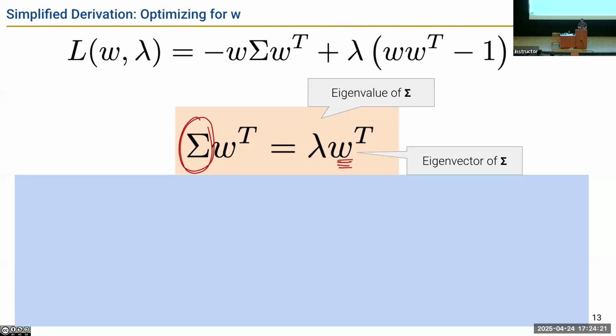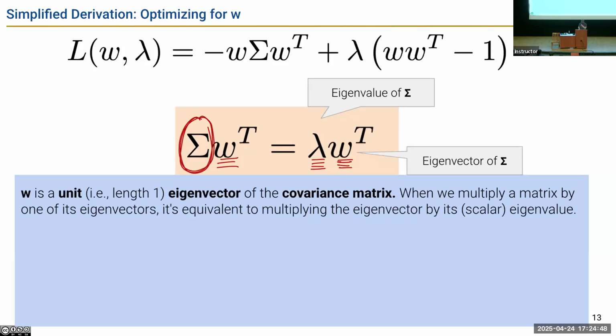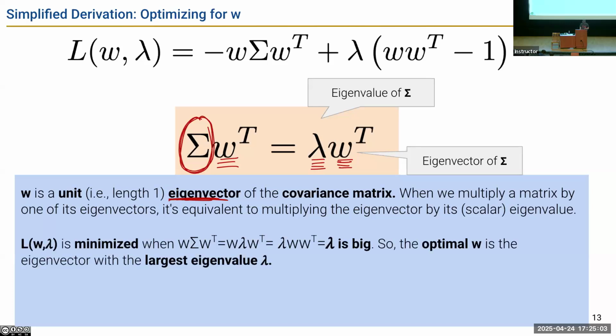What does that mean? If I take this matrix and I multiply by one of its eigenvectors, matrices can do all kinds of things like rotating and shearing and stretching. But if I multiply this matrix by one of its eigenvectors, all it does is stretch. It's the same as multiplying that vector by a scalar value. And that scalar value that the vector gets stretched by is called an eigenvalue. Okay? So W is a length 1 unit eigenvector of the covariance matrix. The second sentence is just reviewing what I just said about eigenvalues and eigenvectors.